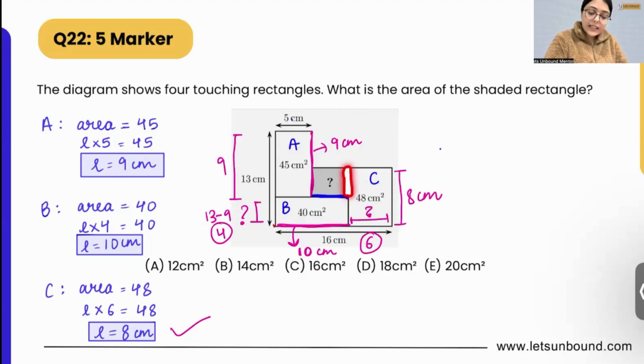Can I say this highlighted width is nothing but 8 centimeters, and how much was this? 4. So can I subtract 8 minus 4 and I will get this hidden piece? Yes, of course, right? So that means the width for this shaded rectangle is 8 minus 4, that is 4 cm. And now what about the length?